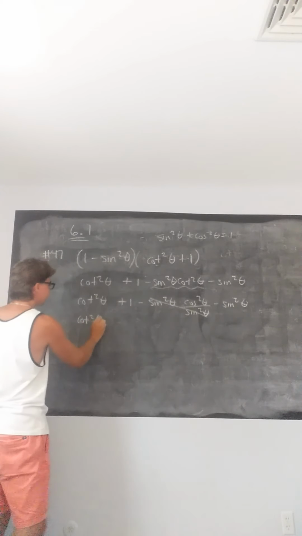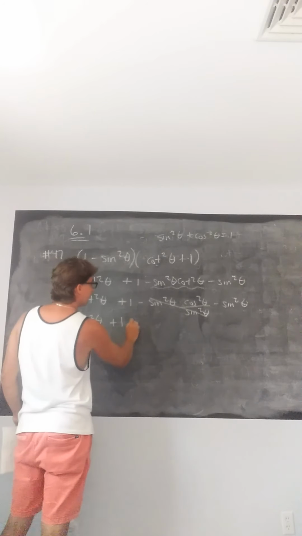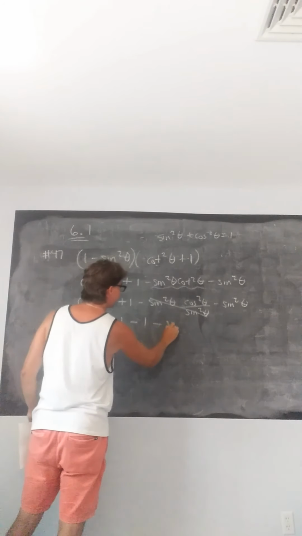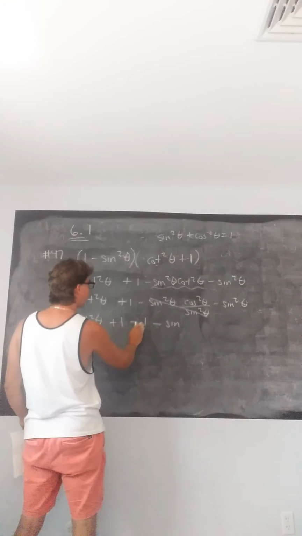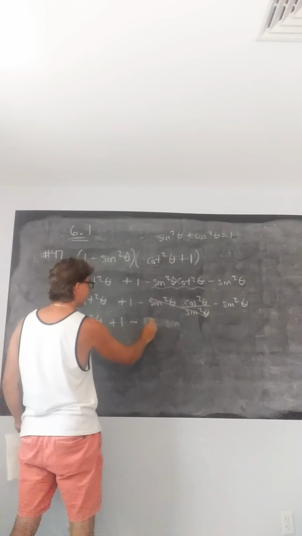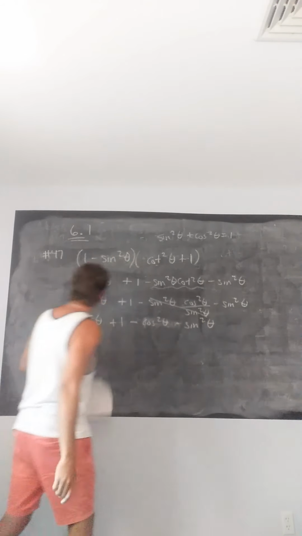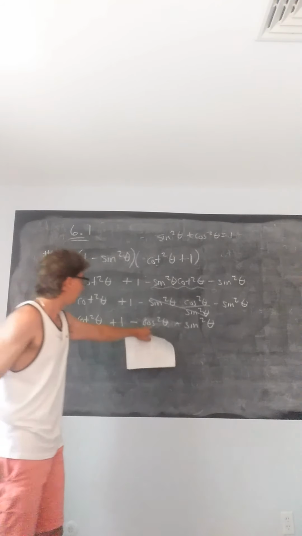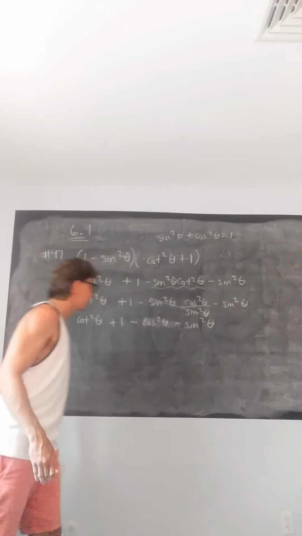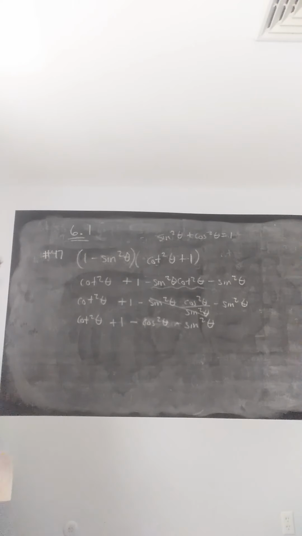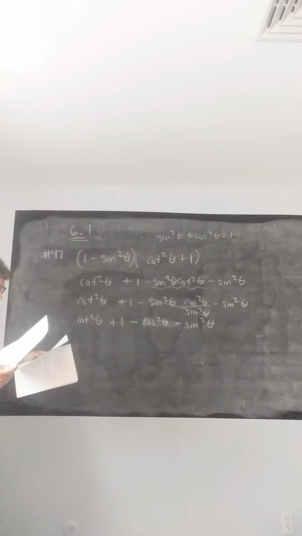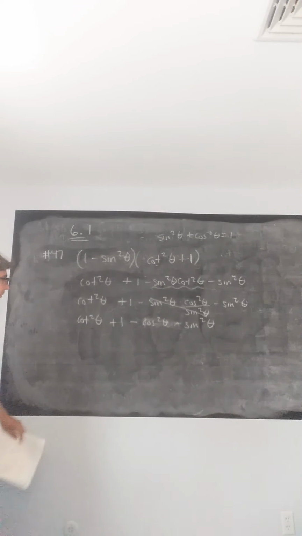You're left with cotangent squared theta plus 1 minus a... excuse me, this should be minus a cosine squared theta minus a sine squared theta. So it's cotangent squared theta plus 1 minus cosine squared theta minus sine squared theta. Okay? And now we want to keep going and see, is there anything that we could do here to change anything?